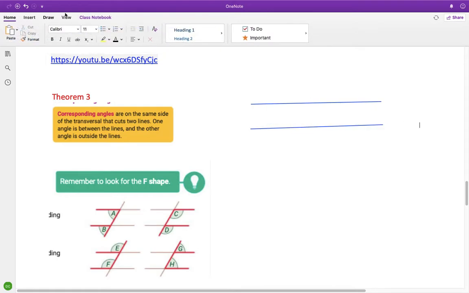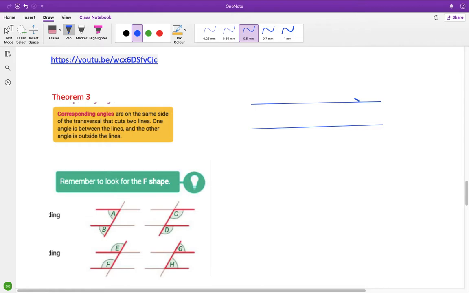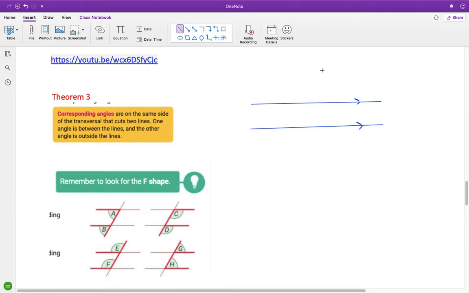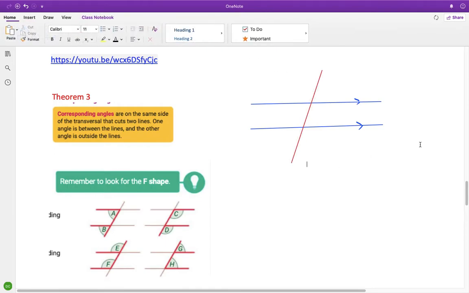So there's my parallel lines. Just put my symbol on. And you also need a transversal. So exactly the same as for alternate. These are the requirements to even look for a corresponding angle. So that's the similarities, okay?